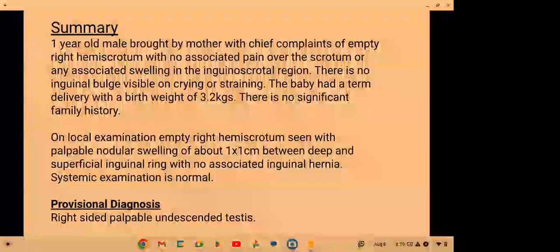So summary of the case, 1-year-old male was brought by mother with chief complaints of empty right hemiscrotum and no associated pain over scrotum or any other associated swelling in the inguinoscrotal region. There is no inguinal bulge visible on crying or straining. Baby had a term delivery with a birth weight of 3.2 kgs and there is no significant family history. On local examination, an empty right hemiscrotum was seen with palpable nodular swelling of about 1 into 1 centimeter between the deep and superficial inguinal ring and no associated inguinal hernia. Systemic examination is normal. So my provisional diagnosis is a right-sided palpable undescended testis.